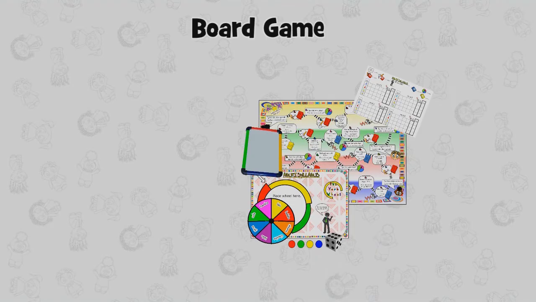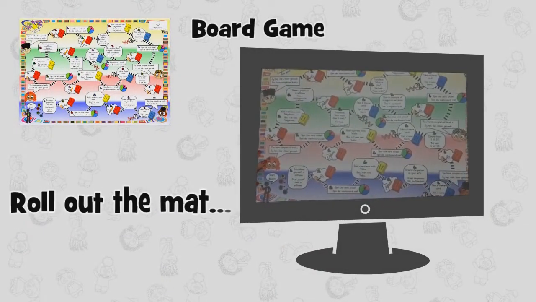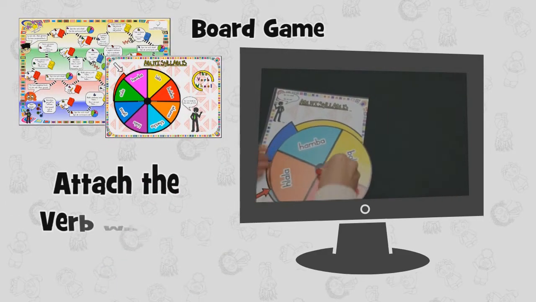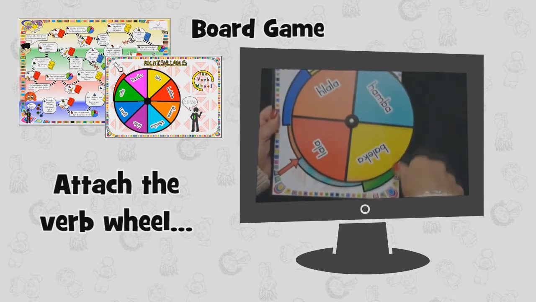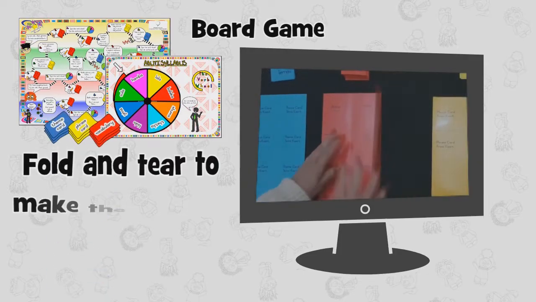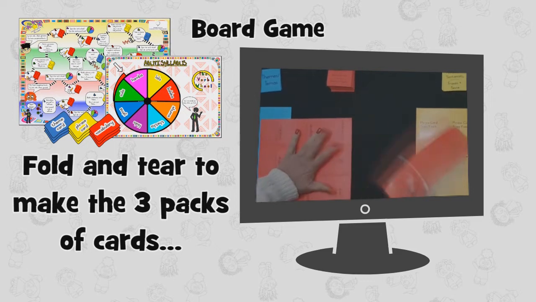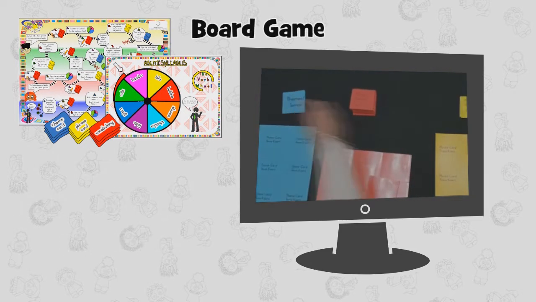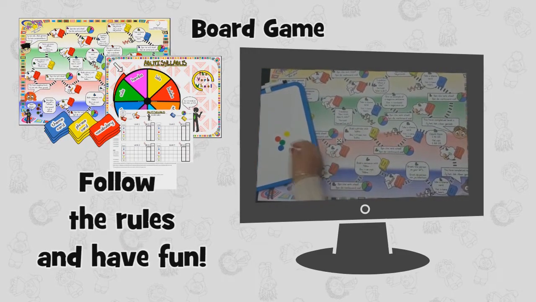Let's quickly take a look at the board game. First, you roll out the game mat. Then, attach the verb wheel onto the background. It needs to be nice and loose in order to spin easily. Next, fold and tear the perforated sheets to make 3 packs of cards. Red for vocabulary, yellow for phrases, and blue for themes. Then, just follow the rules and have fun.